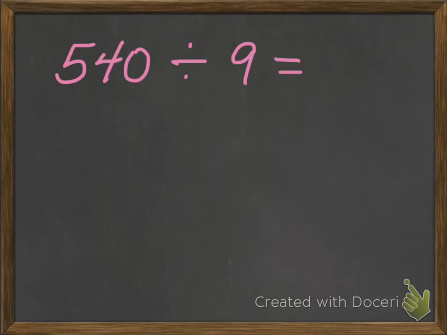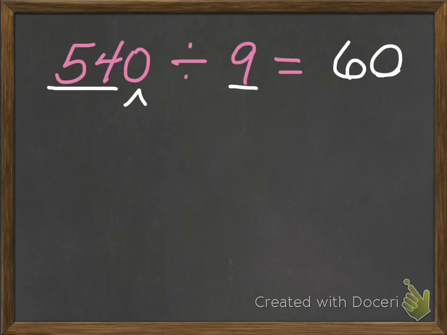540 divided by 9. I'm going to underline the fact family. 54 divided by 9. If you know your nines, you'll know that 54 divided by 9 is 6. Then I annex the 0 and add it back onto my answer, and I get 60.